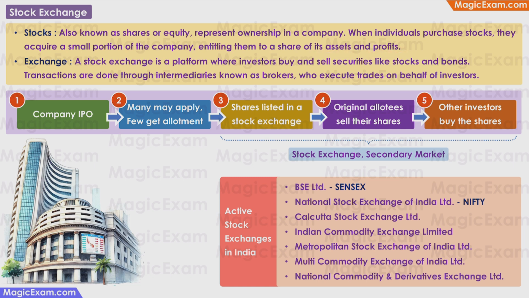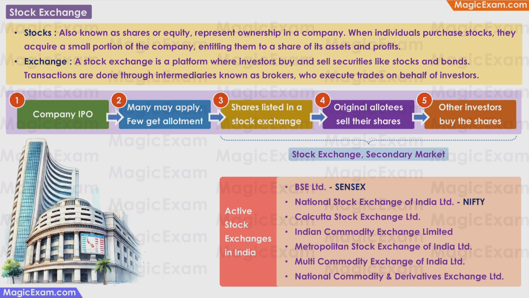A stock exchange is a platform where investors can buy and sell securities, such as shares, stocks, and bonds. And this is done through brokers, who execute the trades on behalf of the investors. So, stocks are exchanged at specific regulated locations, known as stock exchanges.